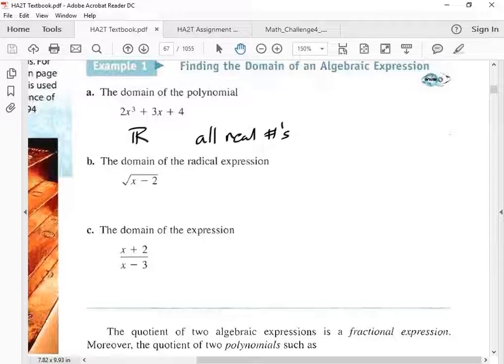Alright, so this is what you would say. You would say x is greater than or equal to 2. You cannot have a negative inside of a radical. That's what radical expression means. No negative inside.